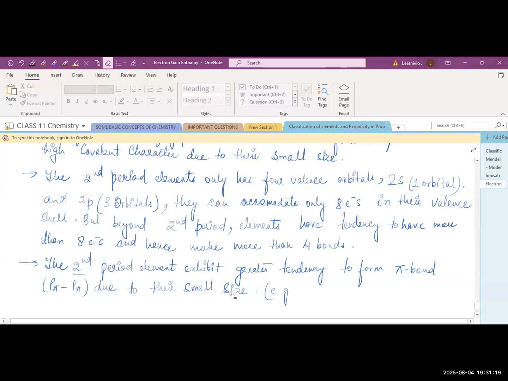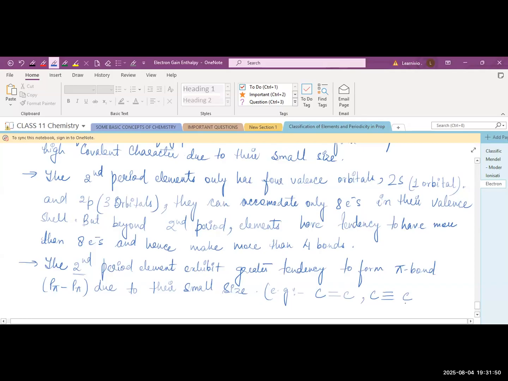For example, if we take carbon, which is from group number 14, carbon is the first element of group 14, right? So if carbon combines with itself, it can form multiple bonds like carbon-carbon. It can form a double bond also, and a carbon-carbon triple bond also, right? So they have the tendency to form the pi bond.